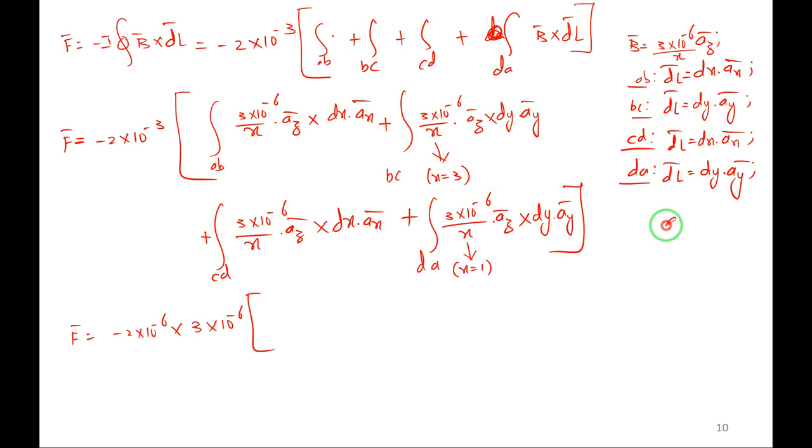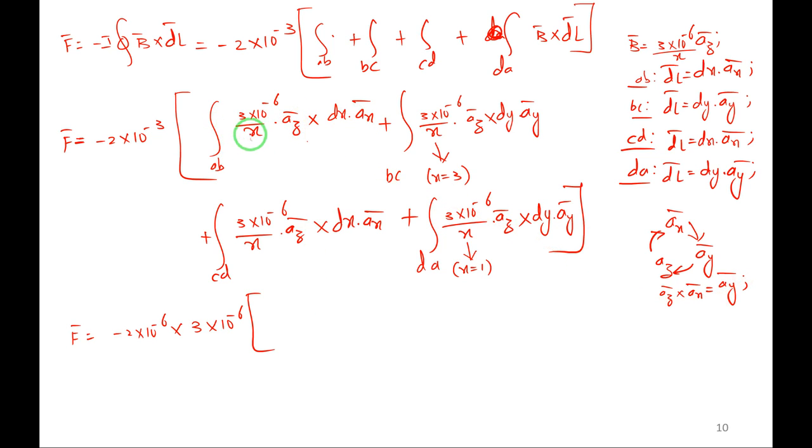I want to find out az cross ax. We know the cross product of unit vectors ax, ay, az. I will go in a cyclic manner. This we have studied in the first chapter. So I want az cross ax. What is az cross ax? Az cross ax is ay. I will write ay here.